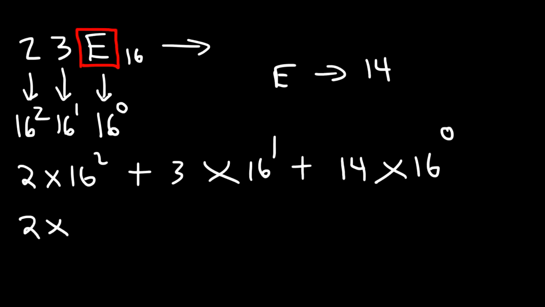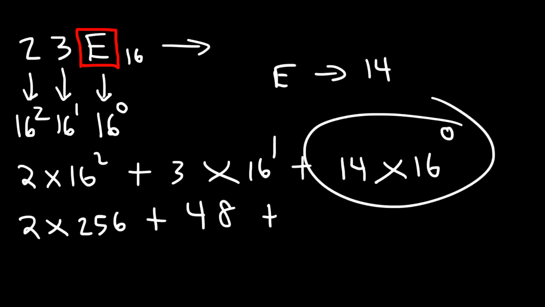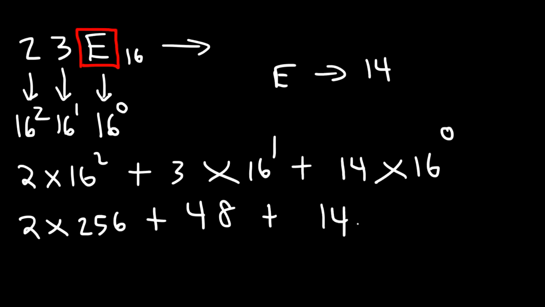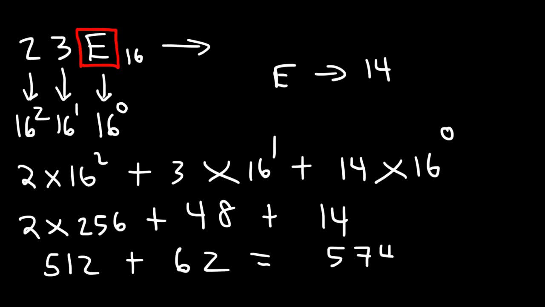16 squared, that's 16 times 16, so that's 256. 3 times 16. 3 times 10 is 30, 3 times 6 is 18, so 30 plus 18, that's 48. Anything raised to the 0 power is 1. So this is really 14 times 1, which is 14. Now 2 times 256, that's 512. 48 plus 14, that's going to be 62. And then if we add 512 and 62, that's 574. And so this is the answer in the base 10 system.